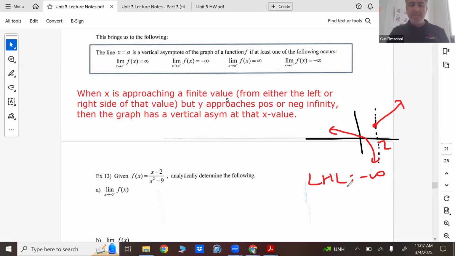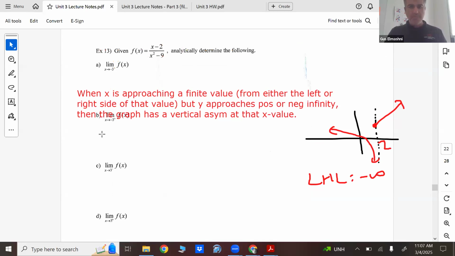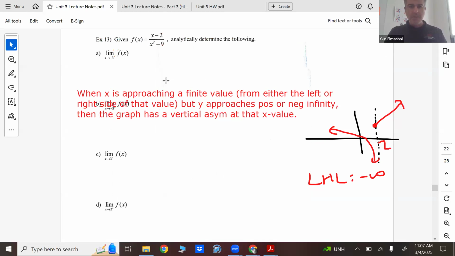Okay. So let's look at example 13. And once I get example 13 done, then we can be finished. All right. So let's look at example 13. Let me move this statement here off to the side.